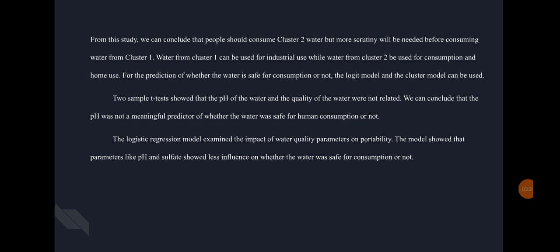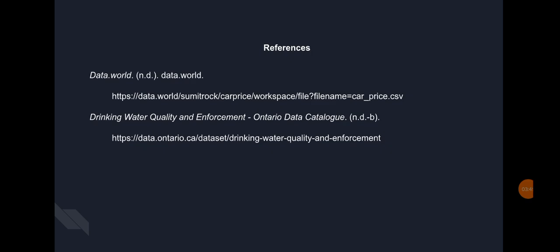For the prediction of whether the water is safe for consumption or not, the logistic model and the cluster model can be used. The logistic regression model examined the impact of water quality parameters on potability. The model showed that parameters like pH and sulfate showed less influence on whether the water was safe for consumption or not. So these are the references for the final project today.